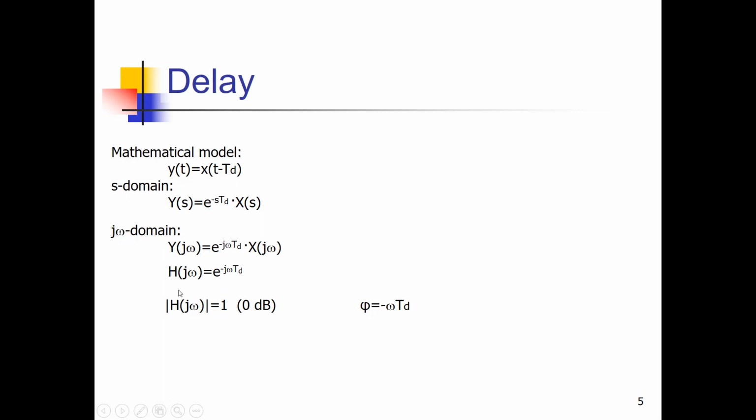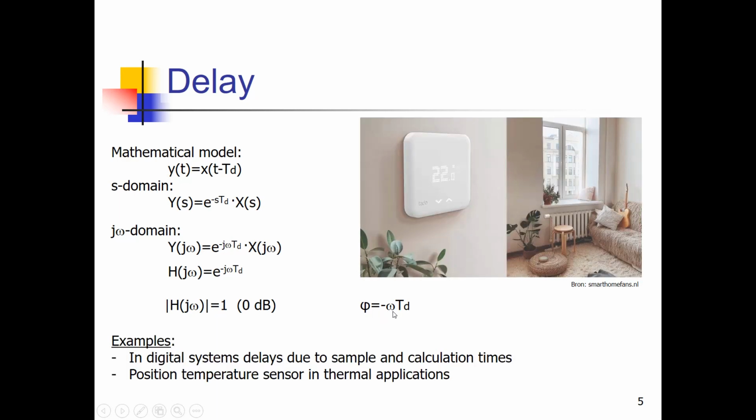So again, the amplitude is 1. It's the one which we can't see, but which is in front of the e. So the amplitude is 1 or 0 dB. 20 times the log of 1 is 0. And the phase is frequency dependent because it's minus omega times Td. So the amplitude is constant for every frequency, but the phase is frequency dependent. It's minus omega times Td.